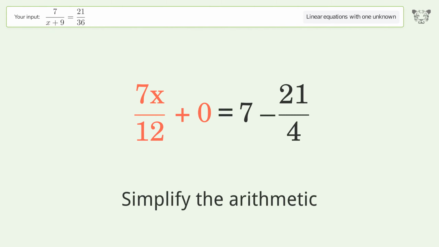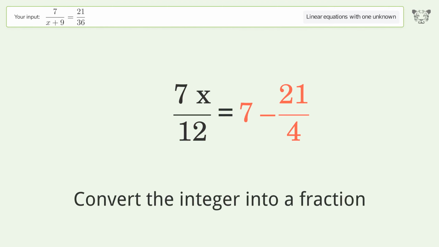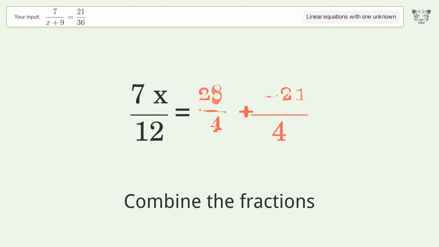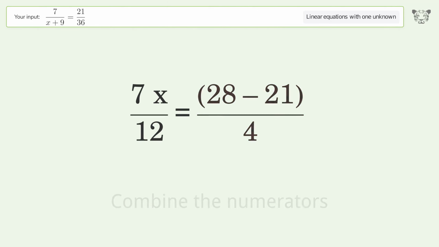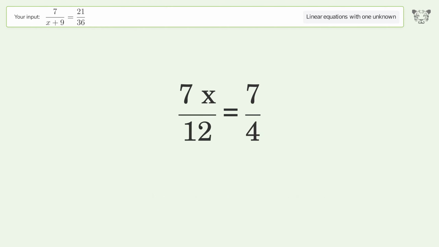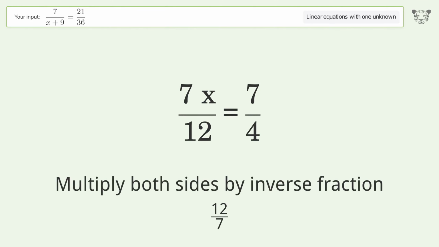Simplify the arithmetic. Convert the integer into a fraction. Combine the fractions. Combine the numerators. Isolate the x. Multiply both sides by inverse fraction 12/7.